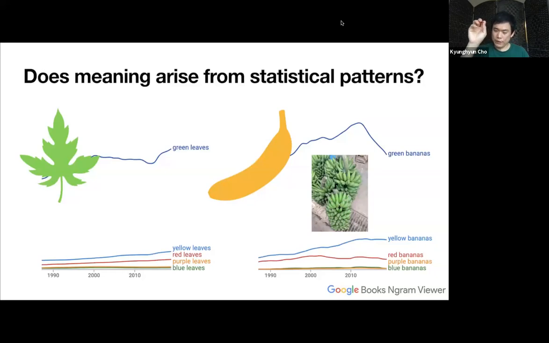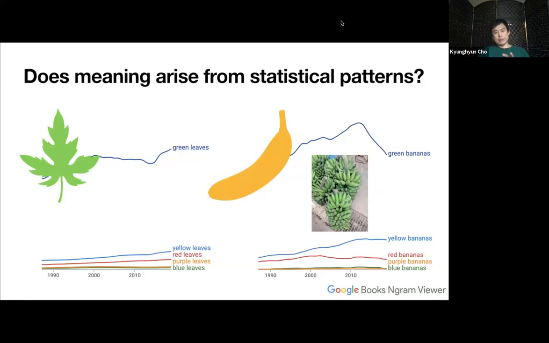Green appears most often together with bananas, yellow next, red, purple, and blue bananas. So blue almost never co-occurs together with bananas. And by the way, the green bananas are amazing. I just put a picture that I took from Kigali, Rwanda when I visited there about two and a half years ago. Those are amazing, so it's unsurprising that the green bananas are mentioned over and over in the literature.